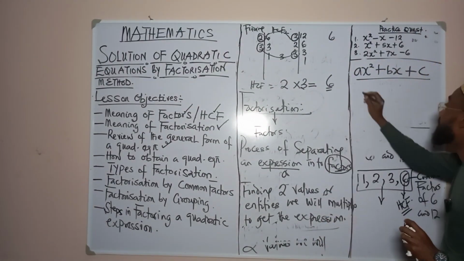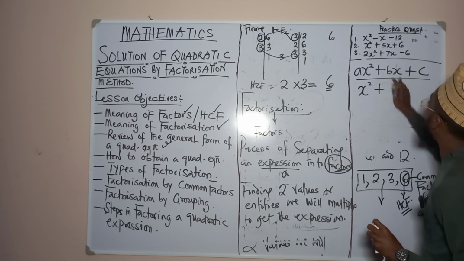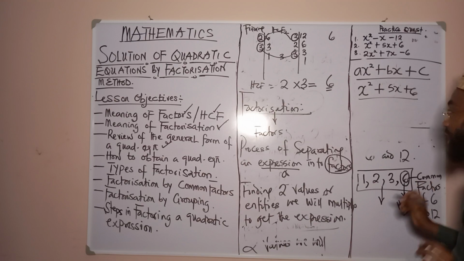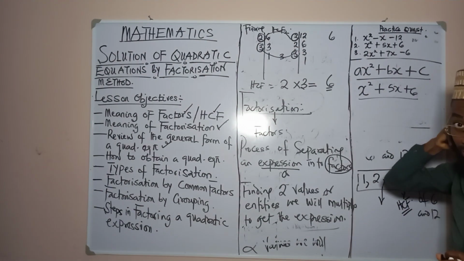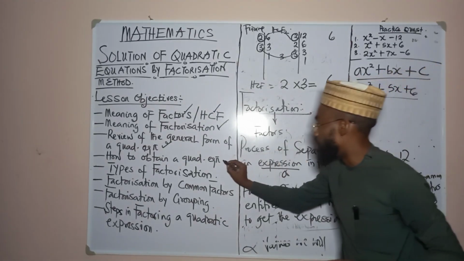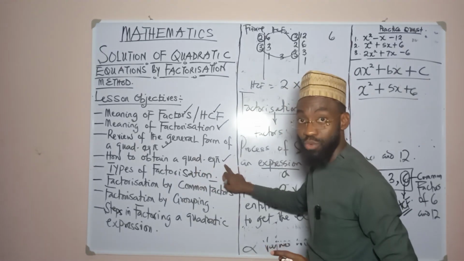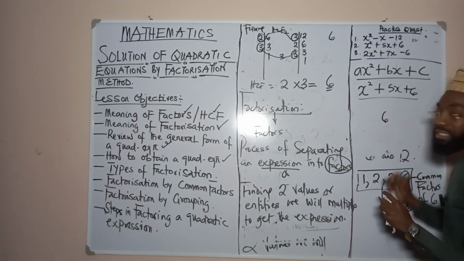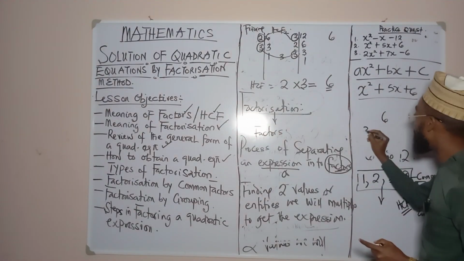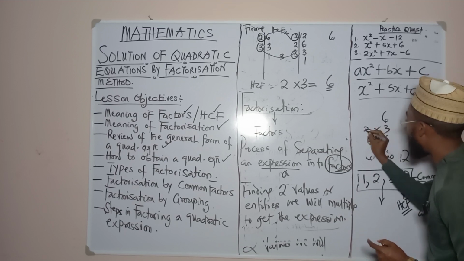Very important. So if I give you x squared plus 5x plus 6, this is an expression. It doesn't have an equal symbol. Now, somebody will begin to ask a question: how do we obtain a quadratic equation? Now, 6. Somebody will ask you, how do you obtain 6? By finding two values you multiply to get 6. 2 times 3 is 6. 1 times 6 is 6. So these things are called factors.